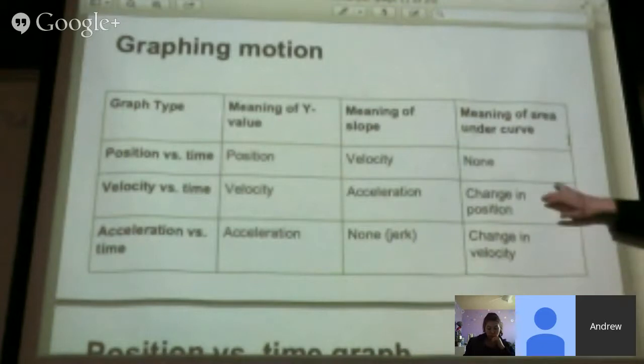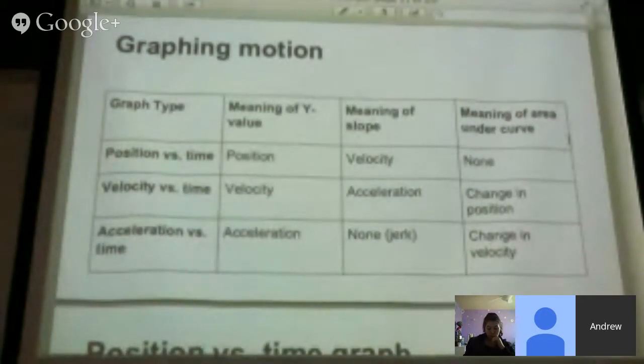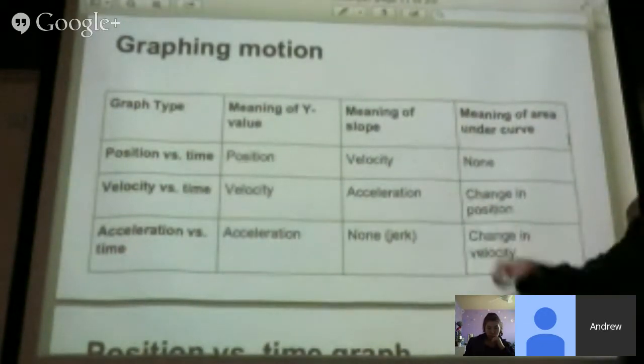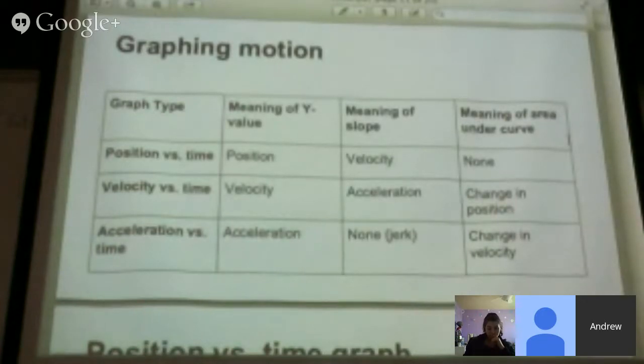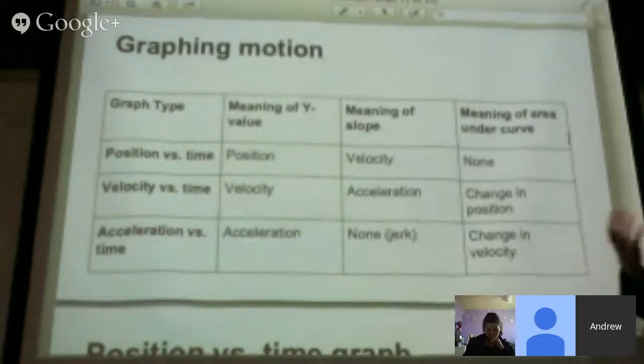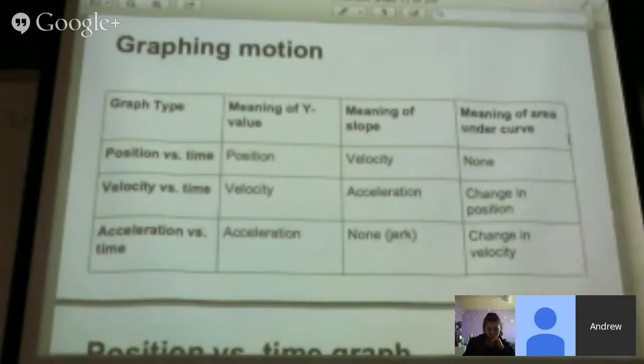For a velocity graph, we just talked about area under the curve is change in position. Slope of that will be meters per second squared, so acceleration. The y value on a velocity graph is velocity, of course. And for acceleration, the y value is acceleration. The slope, we don't want to do anything with here. It's called the jerk, the change in acceleration over change in time. And then the area under that curve would be the change in velocity.